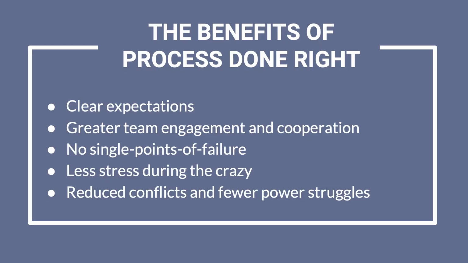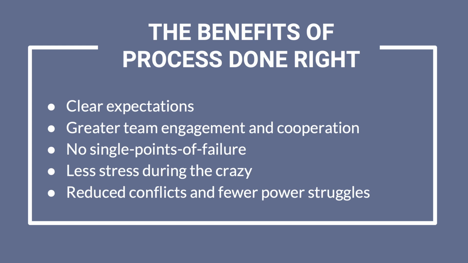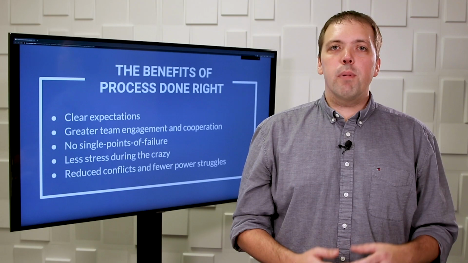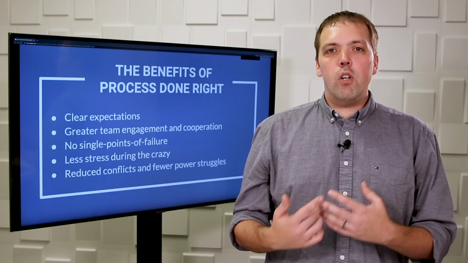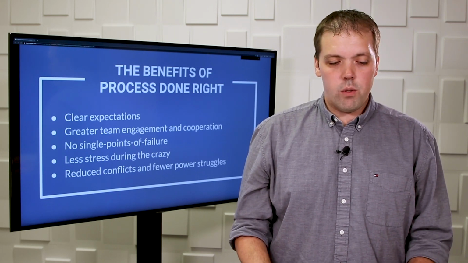So let's talk about what would happen if we were doing this right. When process is being done right, we have clear expectations. Everybody knows what's expected of them on the team, and even better, they know what they can expect of others on the team. There's greater team engagement and cooperation. People are working together, and they're also supporting their individual processes and the work that other people are doing. Because they understand what other people are doing, they can support them and feel invested in making sure that the team is reaching its goals.